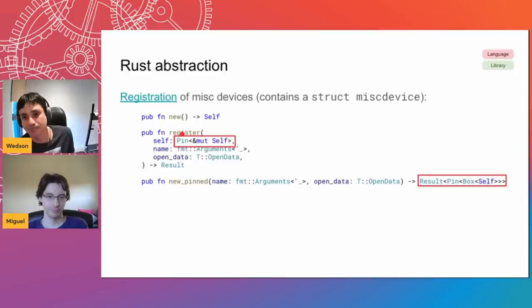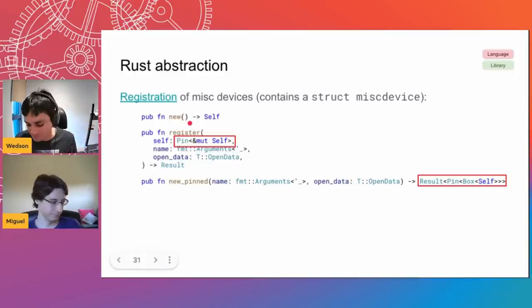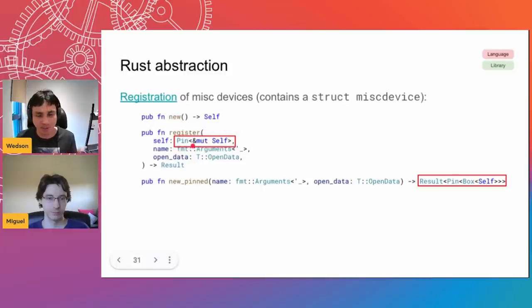So our abstraction is one called registration. It's a registration of a misc device. We have new, which, unlike the mutex case, is not unsafe, so it's okay to allocate this because we don't have the self-reference yet. But when you call register, you are required to pass a pinned version of the thing. So between new and register, you have to pin your object before you can call register.